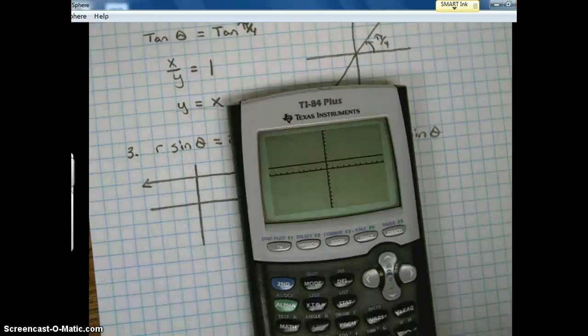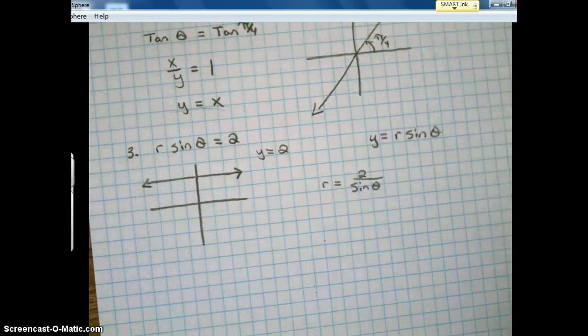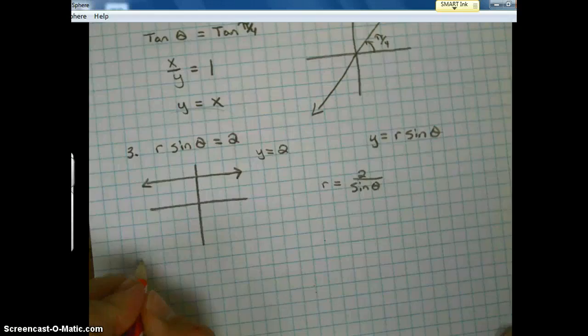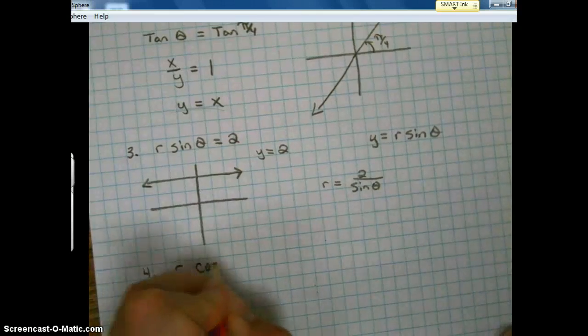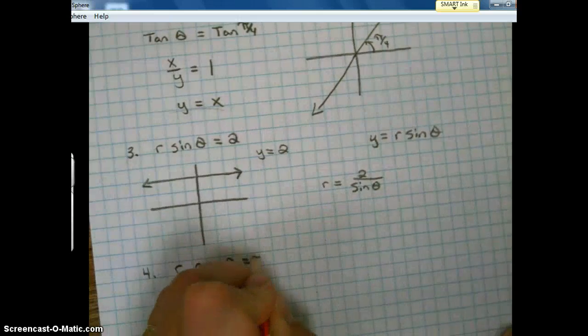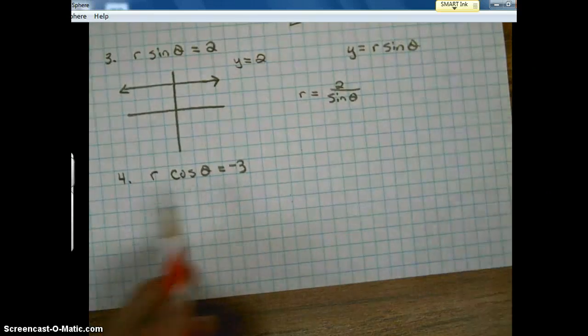All right, let's take a look at another one. Actually, why don't you do this one? Number 4. r times the cosine of theta equals -3. Please graph this for tomorrow.